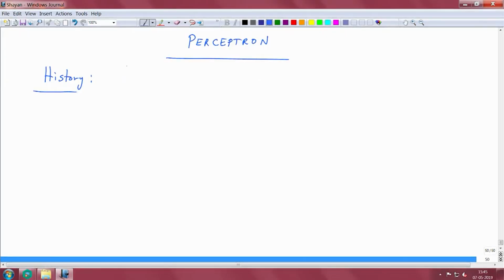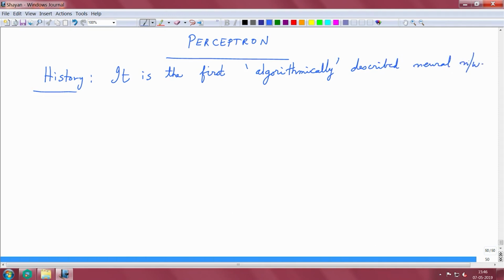Okay, there is a history to this perceptron. It is the first algorithmically described neural network, and the inventor was Rosenblatt, and this was in 1943, and that is why it is sometimes also called Rosenblatt's perceptron.